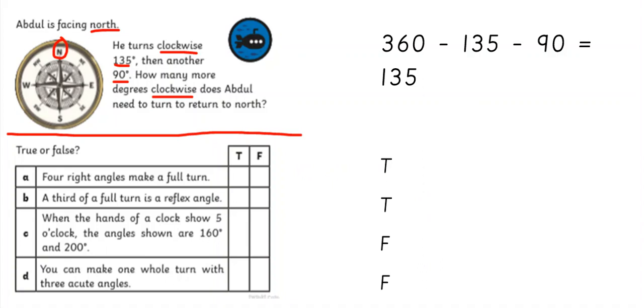Let's have a look at the answers then. So for this one, I would start with 360 degrees because remember, angles around a point equal 360 degrees. I would then minus 135 and 90 from that 360 degrees, which will give you 135 degrees. Because remember, in order to return to north, you want one full turn. Well done if you got that one correct.